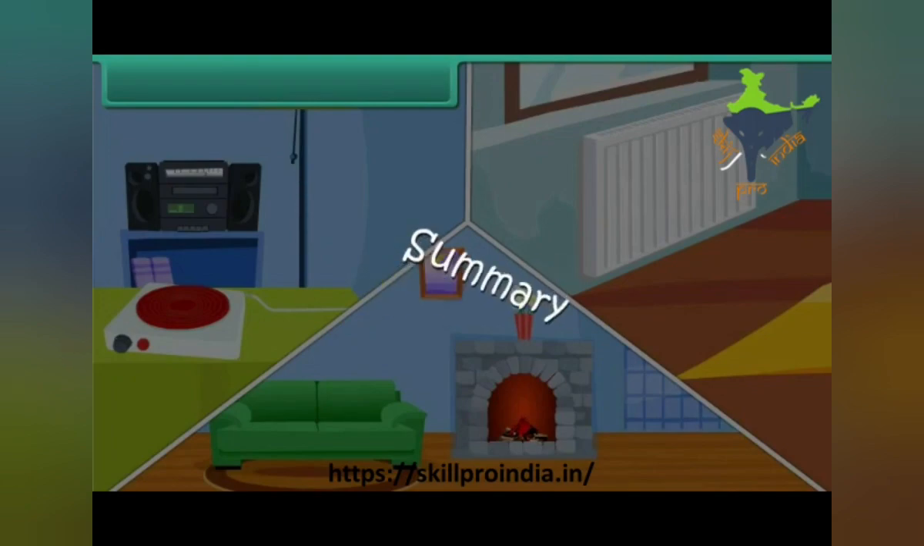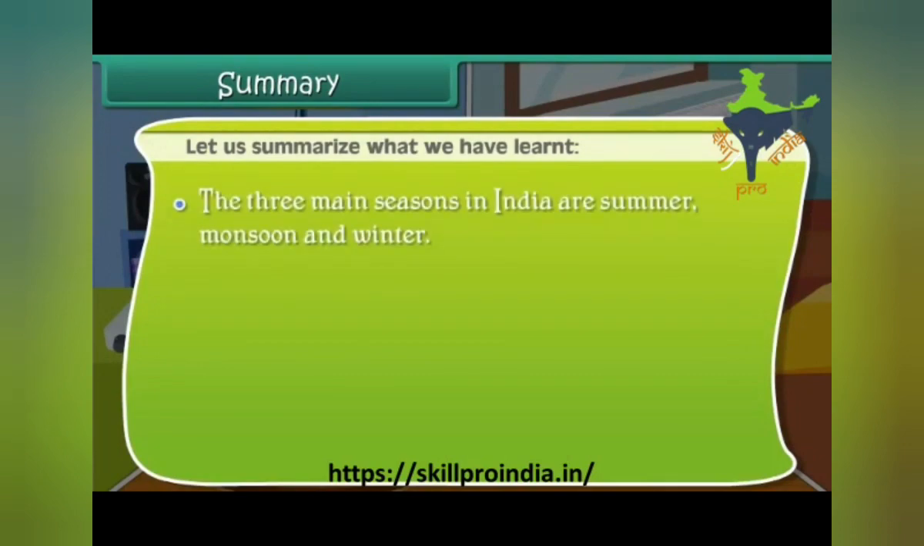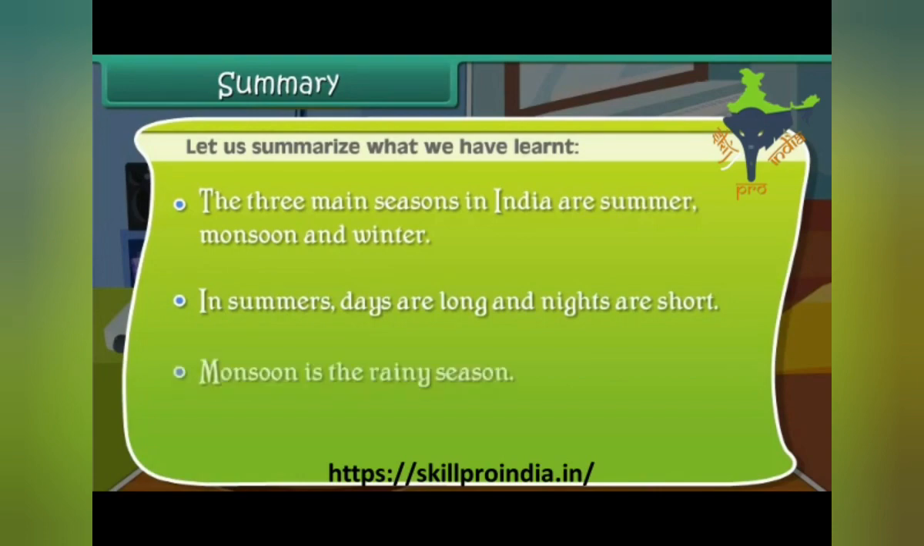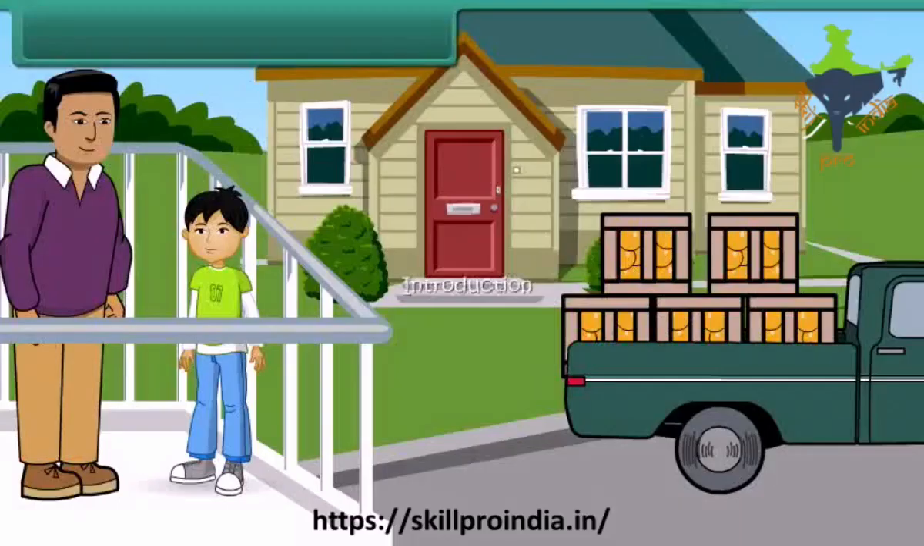Summary. Let us summarize what we have learnt. The 3 main seasons in India are summer, monsoon, winter. In summers, days are long and nights are short. Monsoon is the rainy season. In winters, days are short and nights are long.